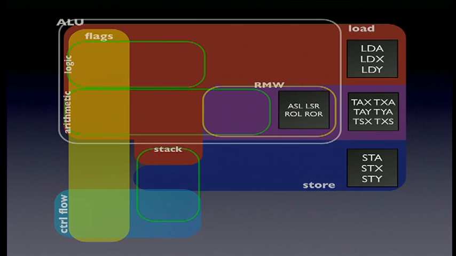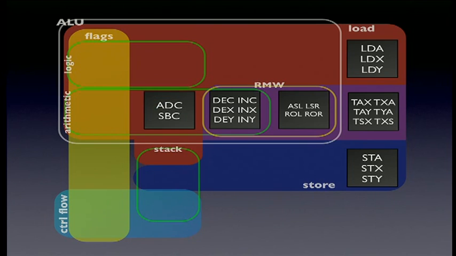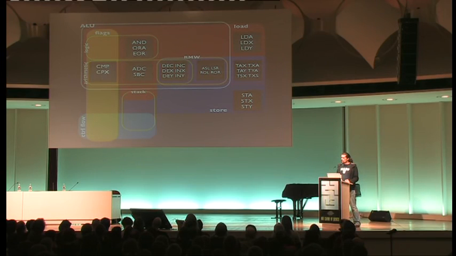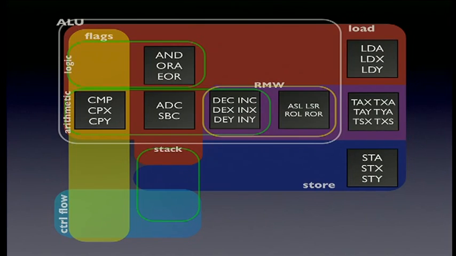There are 2 groups of read, modify, write instructions. The shift instructions work with the accumulator or with memory. You can decrement and increment memory, as well as the index registers, because index you have to count up, you have to count down. And also done by the ALU is addition and subtraction, as well as the Boolean operations. And there's the other 2, which the compare one is basically just a subtraction, but only stores the flags and not the result. And the bit is an AND, only stores the flags, not the results.